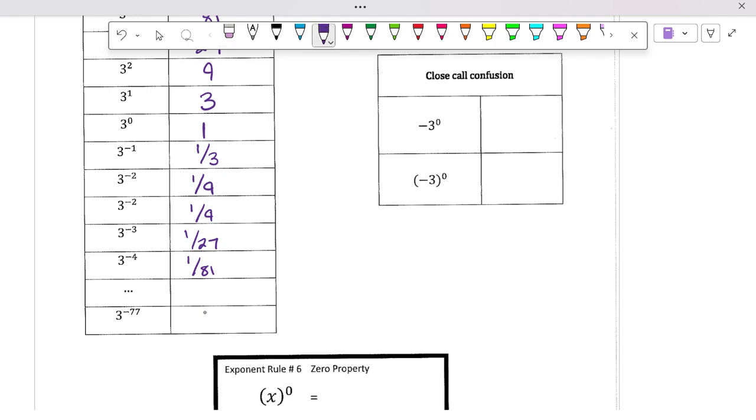So, let me just write it like this. So, in other words, you move it to the other side of the fraction bar. So, if it was originally in the numerator, you move it to the denominator and vice versa.